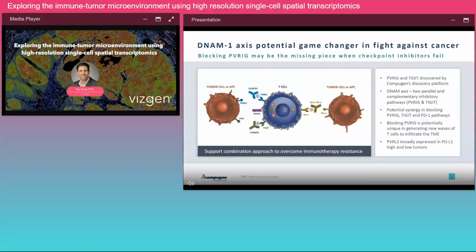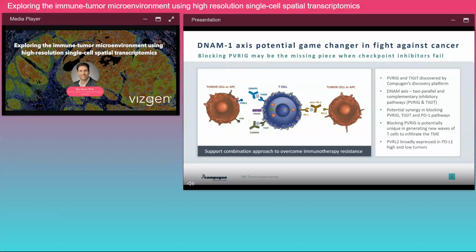One of the pathways that we're very interested in at Compugen is the DNAM-1 axis. In this axis, we have PVRIG and TIGIT. Both were discovered by our computational platform. These are inhibitory checkpoints that bind their ligands. PVRIG binds PVRL2, and TIGIT binds PVR, while DNAM is an activatory receptor which binds them both, but with lower affinity.